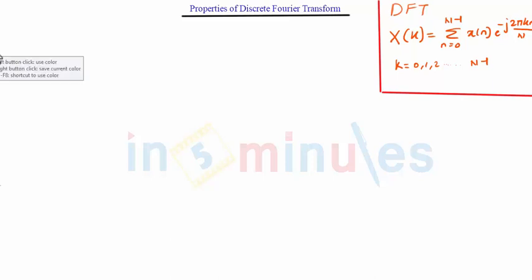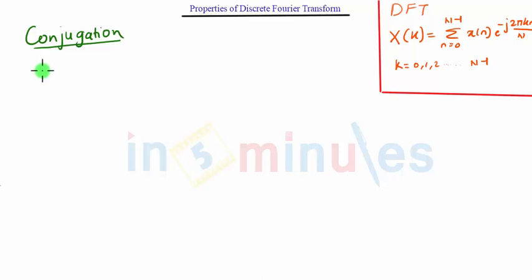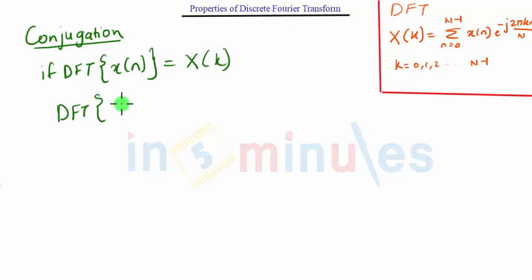We are going to study the next property of discrete Fourier transform. It is conjugation. Consider if the DFT of a normal discrete sequence x of n is X of k, then the DFT of the N-point discrete sequence which is complex, that is DFT of x star of n, is equal to its conjugate sequence, that will be X star of N minus k.